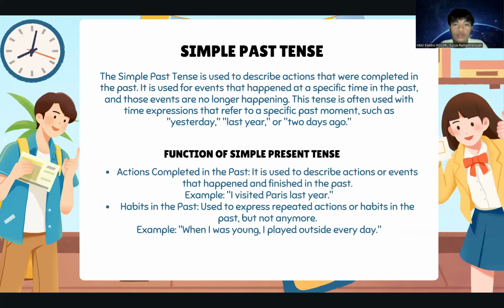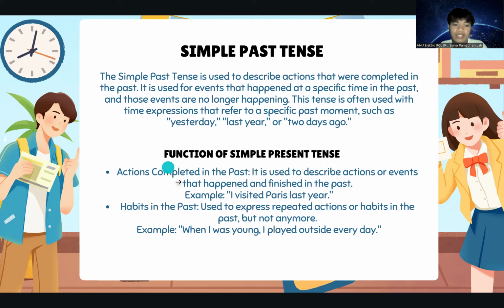Okay, we go to the third tense. It is the simple past tense. So what is the simple past tense? Simple past tense is used to describe actions that were completed in the past. It's used for events that happened at specific times in the past. And those events are no longer happening. This tense is often used with time expressions that refer to a specific past moment, such as yesterday, last year, or 2 days ago.